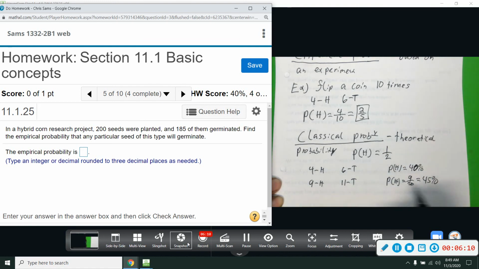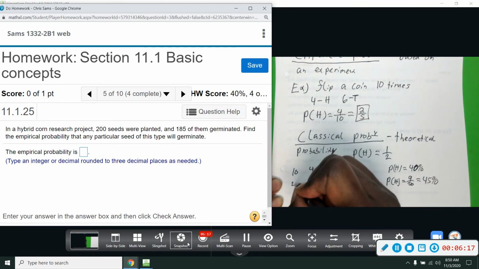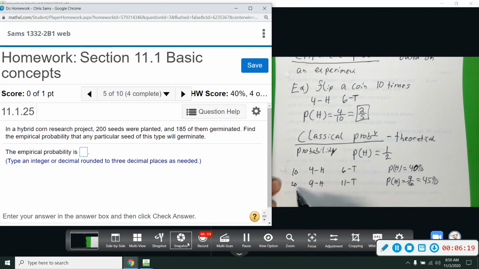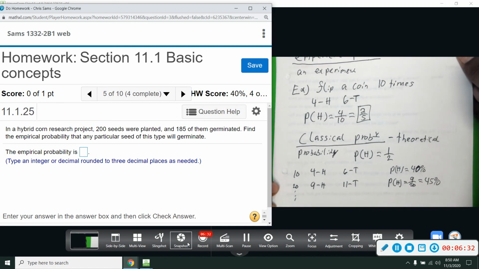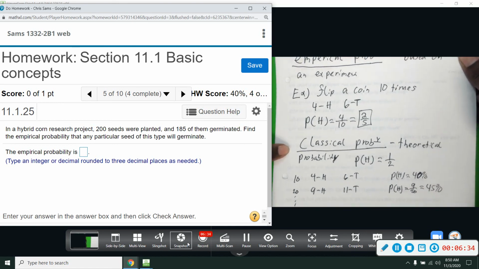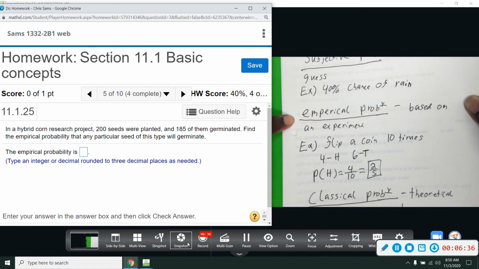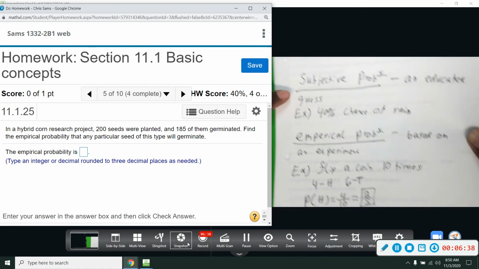So basically, probability in theory says as the number of flips gets larger and larger, so let's say this was 10 flips, this is 20 flips, as we continue to get bigger and bigger, the probability of getting a head or a tail is going to get closer and closer to actually 50%. It's going to get closer to that number. So that's just in theory. So these are the 3 different types of probability. Classical is what we normally use. Empirical sometimes is based on the experiment, and subjective is just a guess.